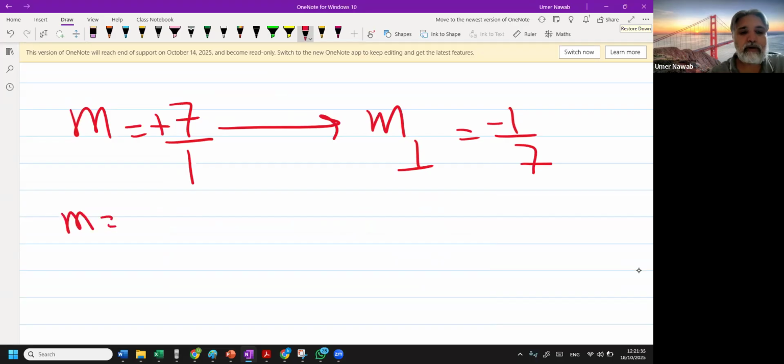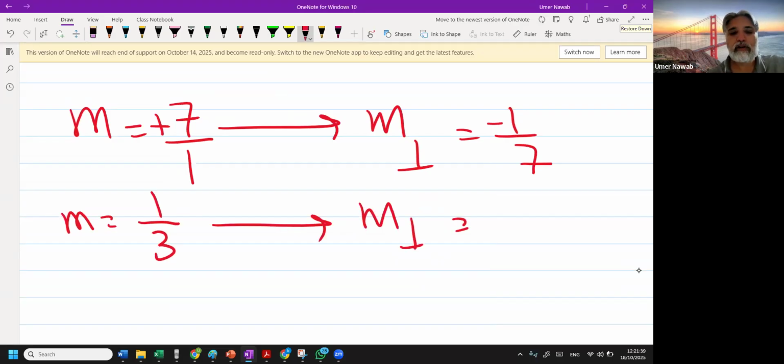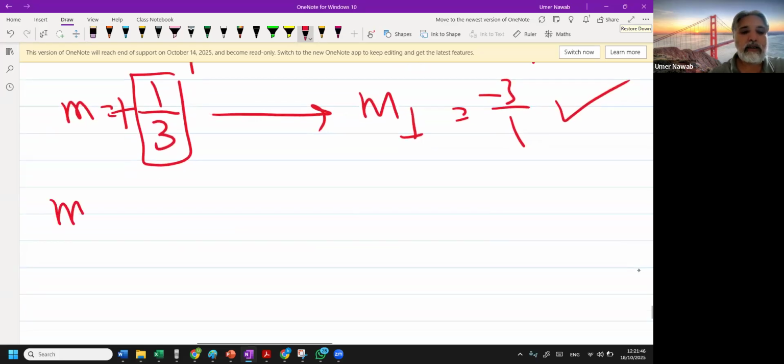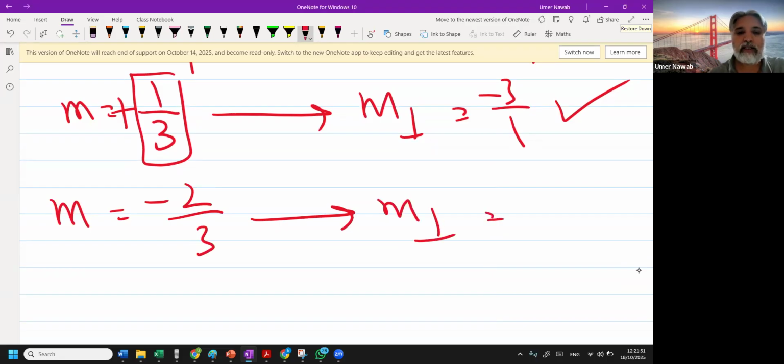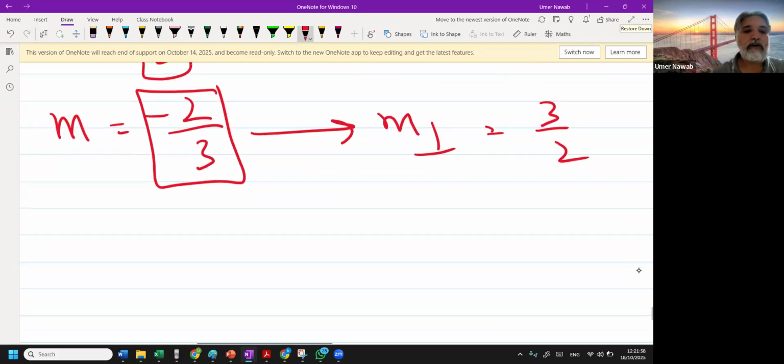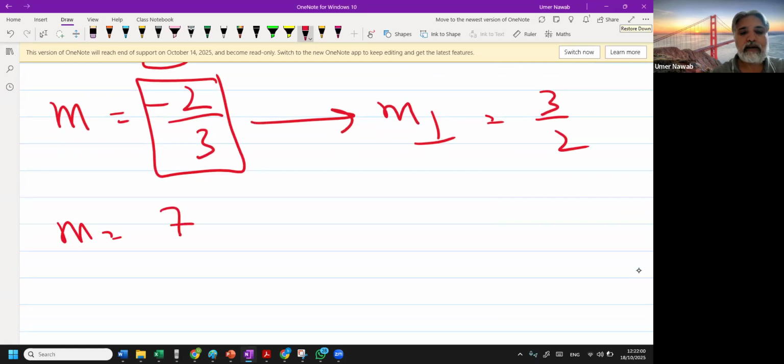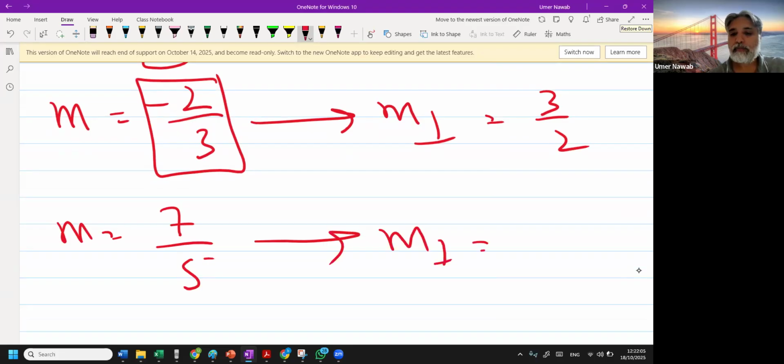If I say m is equal to 1 over 3, what is the reciprocal of 1 over 3? The reciprocal of 1 over 3 is 3 over 1. It has a positive sign. You write minus 3 as the gradient of a perpendicular line. If there is a line whose gradient is negative 2 over 3 and I want to write the gradient of a perpendicular line, can I take the opposite flip of this? The opposite flip of negative 2 over 3 is just 3 over 2. If I have a gradient 7 over 5, then can I take the opposite flip? The opposite flip will be minus 5 over 7.